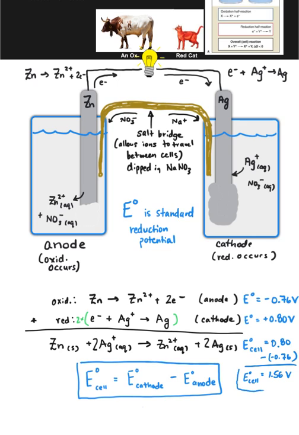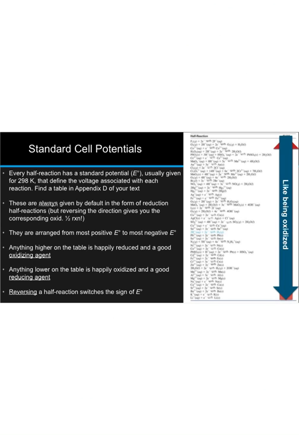We say that the cell potential, the voltage that's generated by this electrochemical cell, is 1.56 volts. Every half reaction has one of these standard reduction potentials, typically given for a reference temperature and in reference to a particular reference electrode, which we'll learn about more in future courses. For right now, what you should be concerned with is that you can find a reference list of all of these standard reduction potentials in Appendix D of your textbook or another trustworthy source.